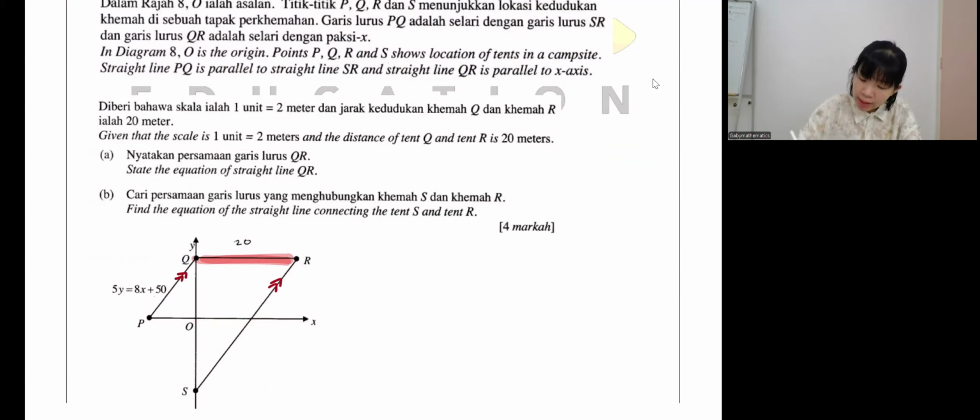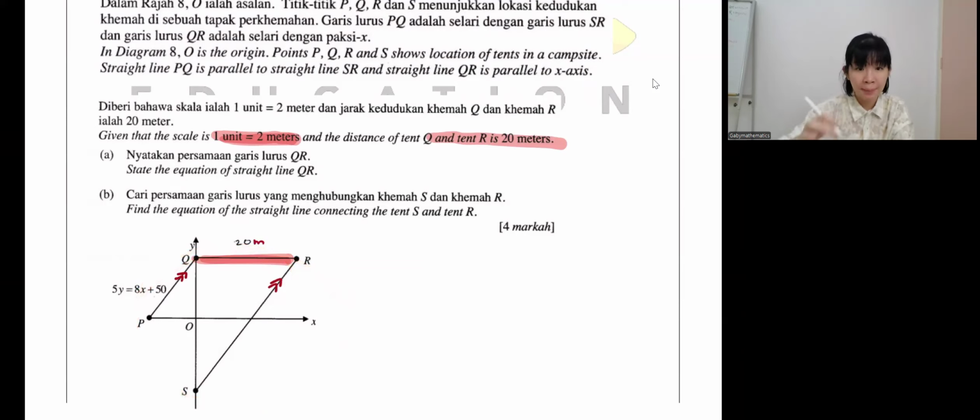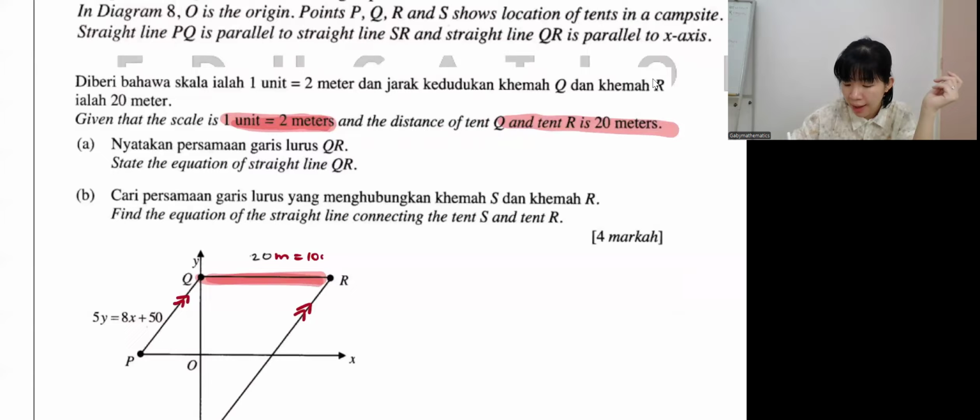Given that the scale is 1 unit to 2 meters, the distance between Q and R is 20 meters. Now 20 meters is the actual length. Everything in this diagram is in units, but the actual length is 20 meters. So if the actual length is 20 meters, how many units? 1 unit is 2 meters, so if I have 20 meters, it is 10 units.